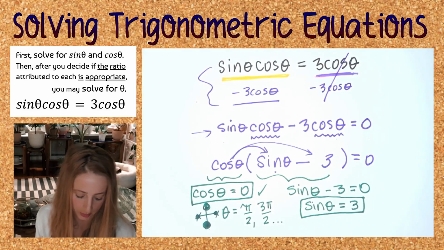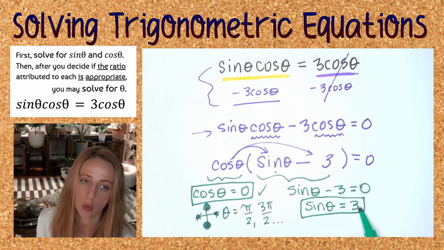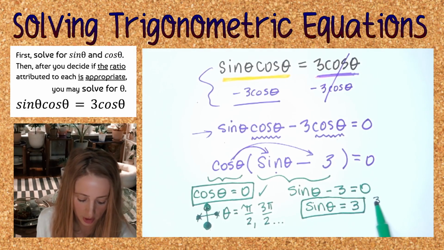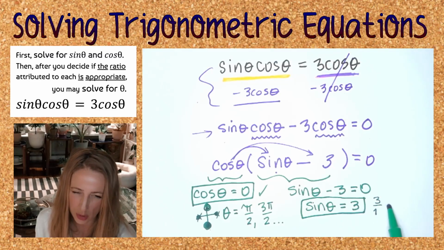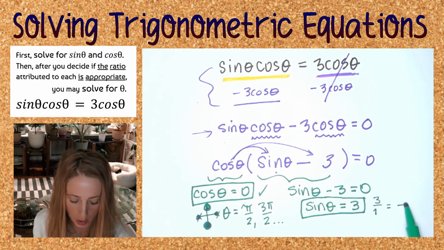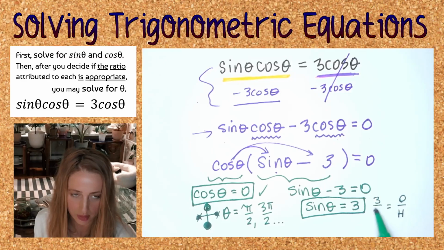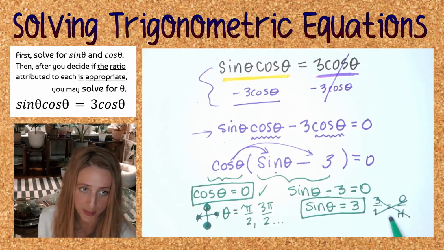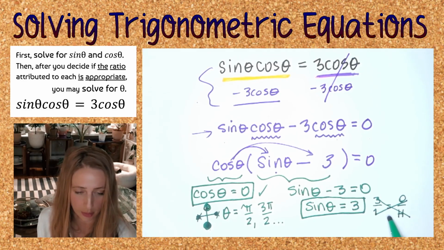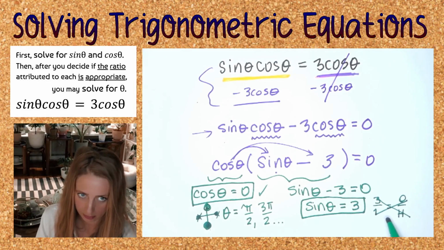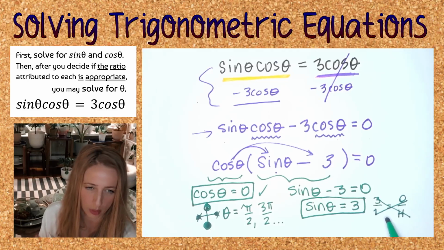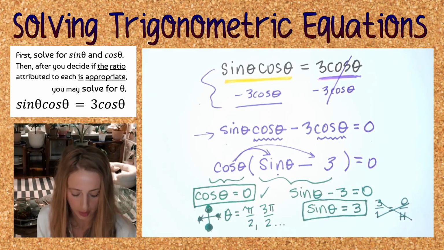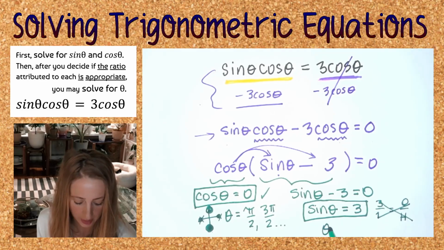Next part, let's go. Sine, is the ratio appropriate? Is that a ratio? Sure, it's 3 over 1. And what's the rule for sine? Opposite over hypotenuse. Does that make any sense? Absolutely not. Your opposite side cannot be bigger than your hypotenuse. If it were negative, you would disregard the negative in that logic. We're talking about the absolute value or magnitude, whatever you want to call it. So nothing to solve. Theta equals no solution.